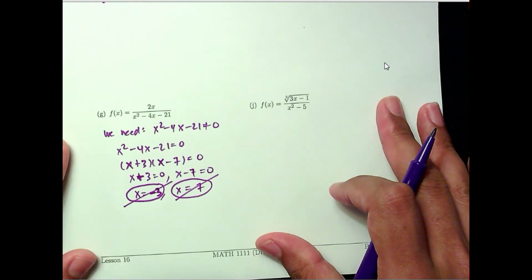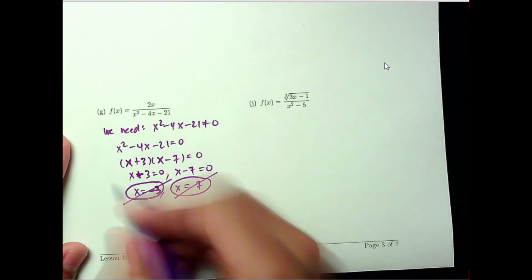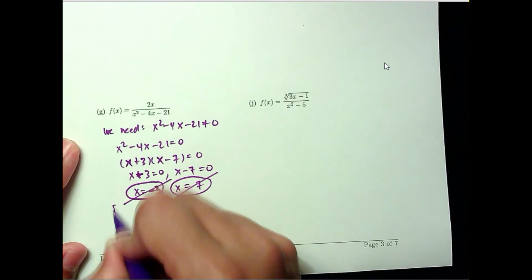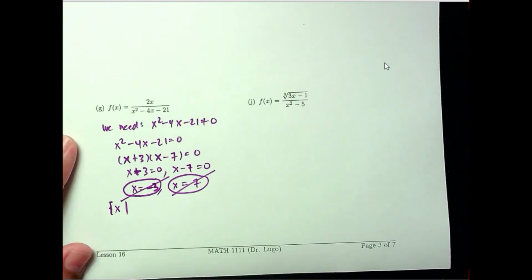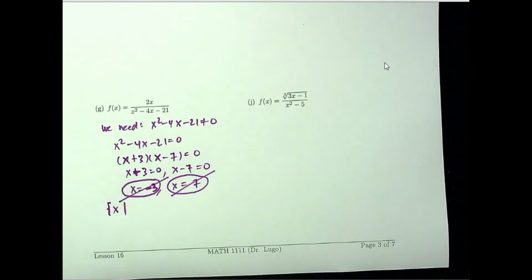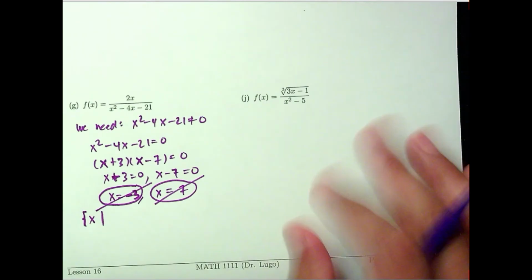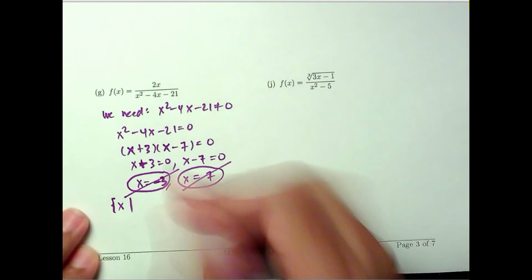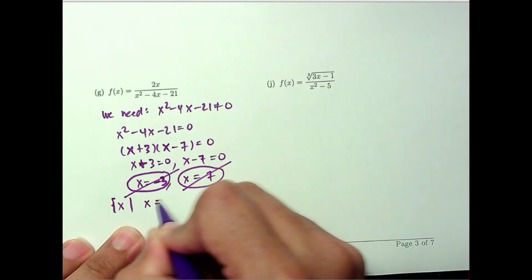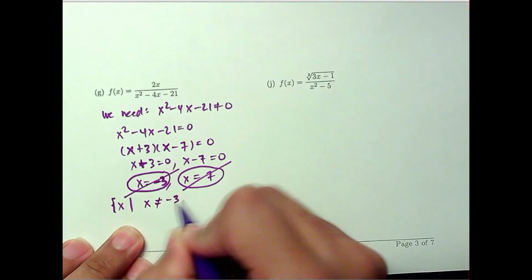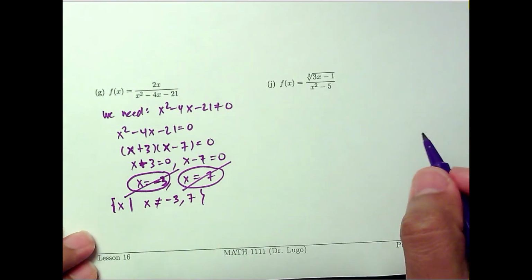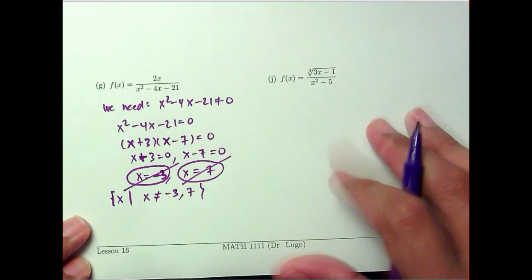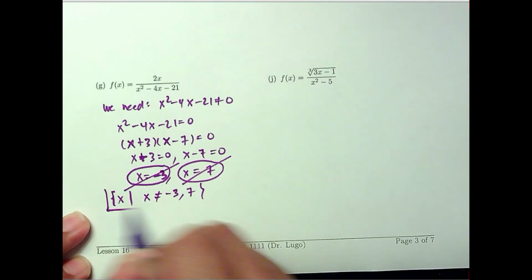Discard them. Then the domain in set builder notation is the set of all x such that x is a real number, and x is not negative 3 or 7. Okay, so that's the answer in set builder notation.